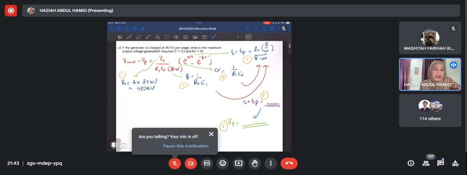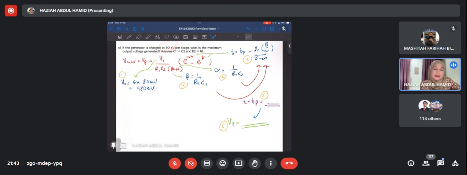Okay? Doktor. Tengok soalan C pula. This last one, if the generator is charged at 80 kV, they change the charging voltage per stage. Okay, so what is the maximum output? So you buka note saya dah bagi, satu slide tu. Yang tadi pun ada kawan kamu dah buat revision dah. Okay, satu slide tu yang dia bagi this equation.